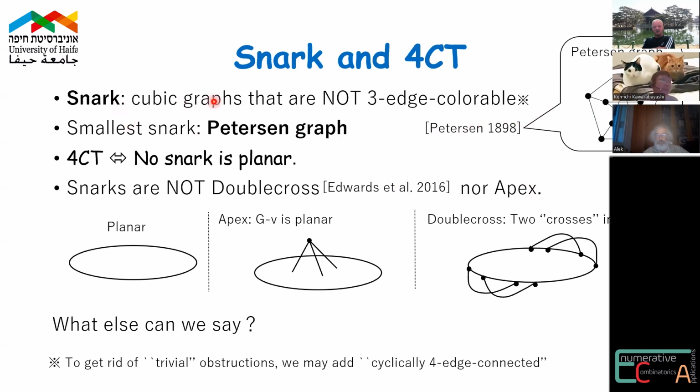That's the graph, the smallest cubic graph that is not 3-edge colorable. And since then, people started calling cubic graphs that are not 3-edge colorable snarks. So if you use the word snark, then the Four Color Theorem is equivalent to saying that no snark is planar. And it's even known that the snarks are not double cross. Double cross means a planar graph with 2 crosses like this in the boundary. And this was already proved by Robertson, Seymour, Sanders.